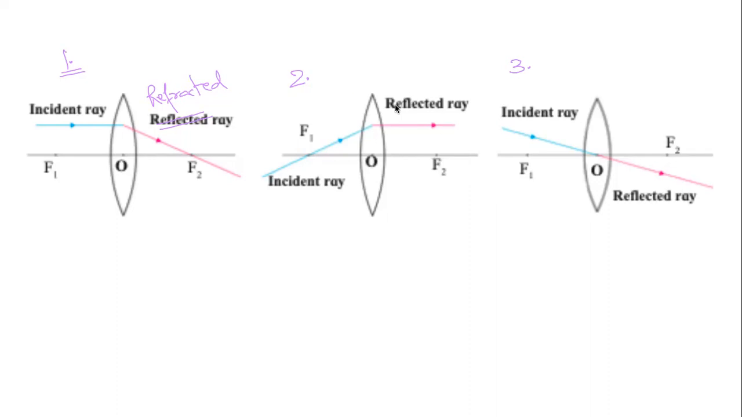All these are refracted rays, not reflected. What is the third one? What's the third rule?